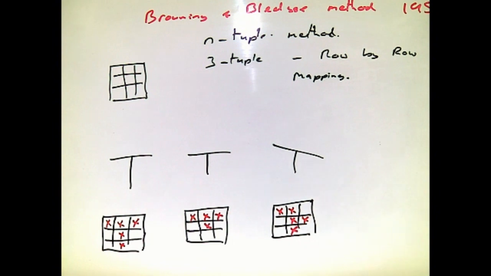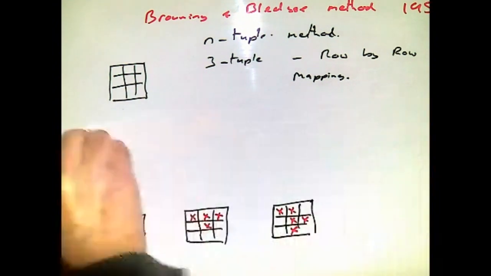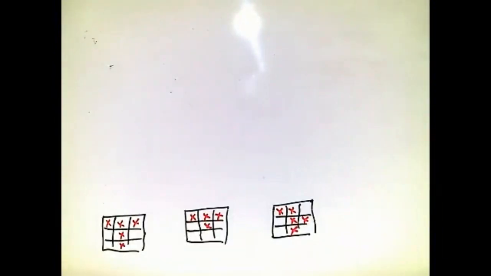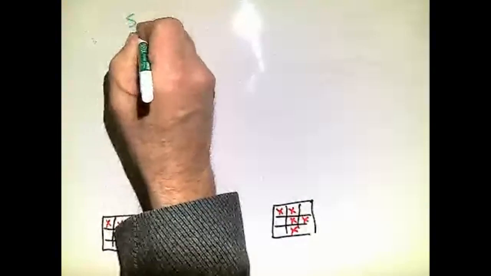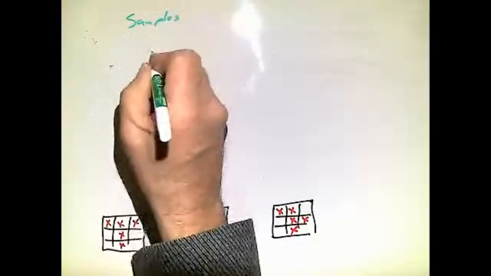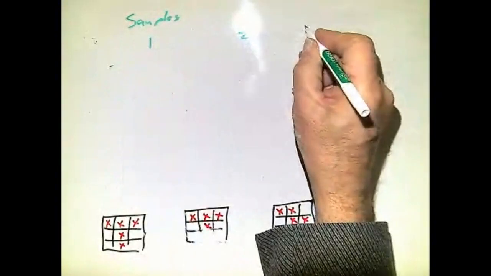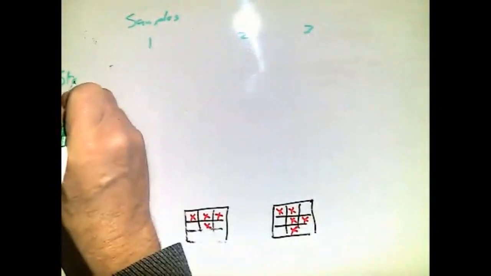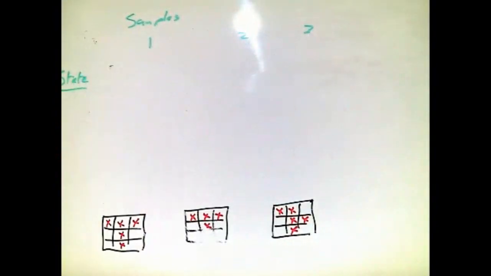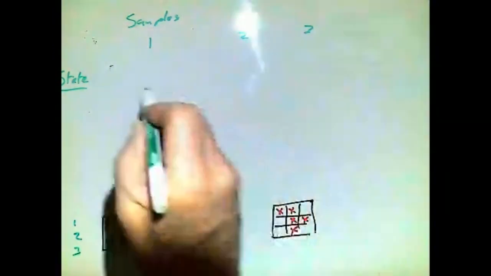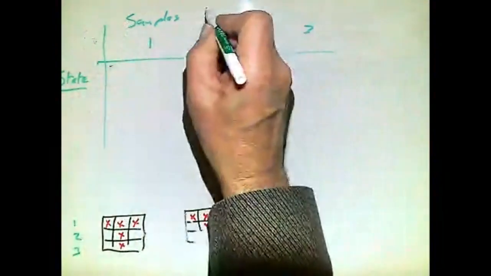So let's take that data. That's my training data. And let's have the samples and the states. Right, the samples. Sample 1 is the top row, 2 is the middle row, and 3 is the bottom row. So I can build up a table for the T class.